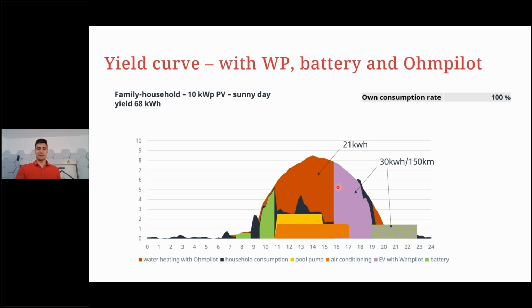Please note that the size of those different areas can vary. Of course, there can be days where the electric vehicle is charged with more energy, and on the other hand, we don't need that much for water heating. Or on other days, we are not charging the battery, but we are, I don't know, giving in even more energy into our car. But as I said, in the best case, it works like this, and we have up to 100% own consumption rate.